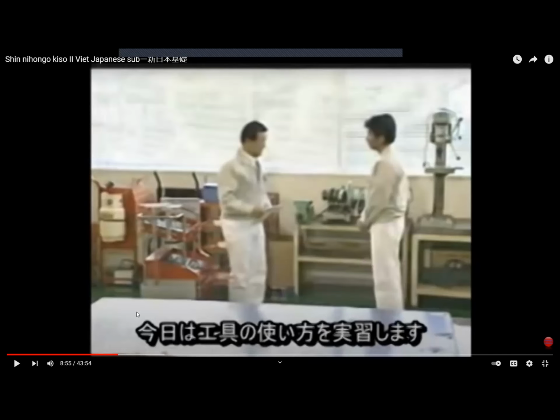So this sentence, 今日は工具の使い方を実習します, means anybody? Today we'll be practically learning how to use tools. Yes, very good. Let's listen to that again.